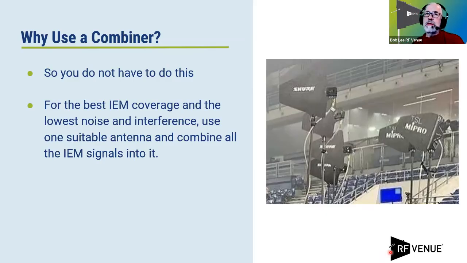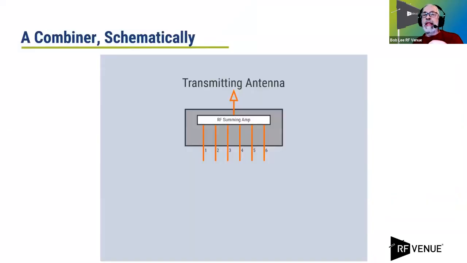And when you have multiple antennas together, just like with receiving antennas, they interfere with each other, they create noise around each other, and it's not a good situation. So let's look schematically at a combiner.